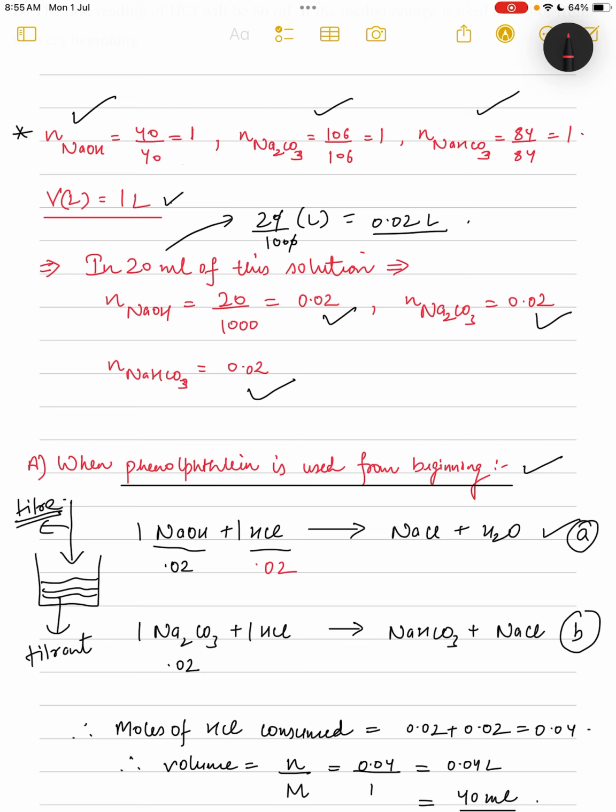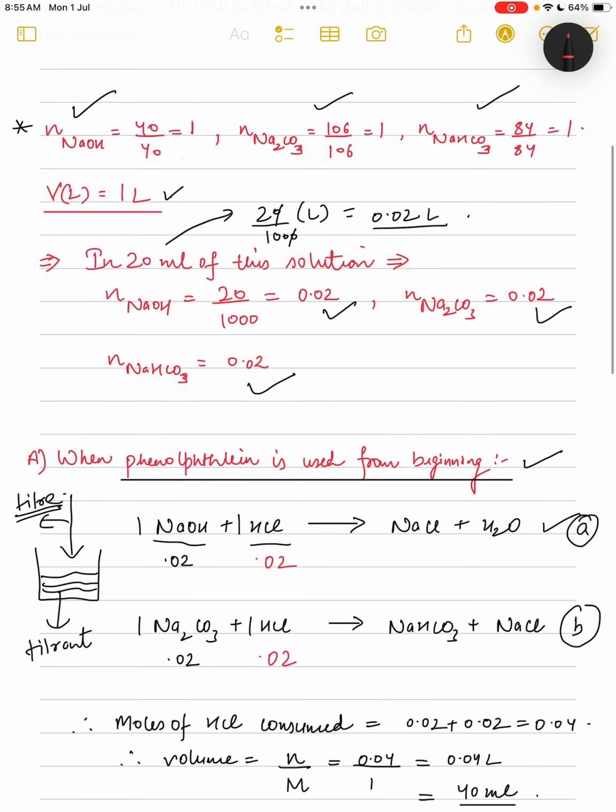Similarly, in the case of reaction B, 0.02 moles of HCl are also consumed because the ratio of stoichiometry is 1 is to 1. That means how many moles of HCl are consumed here? The number of moles of HCl consumed is 0.04.